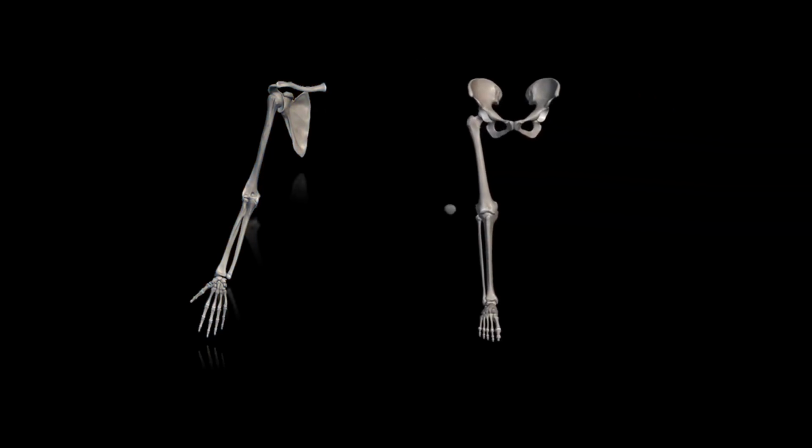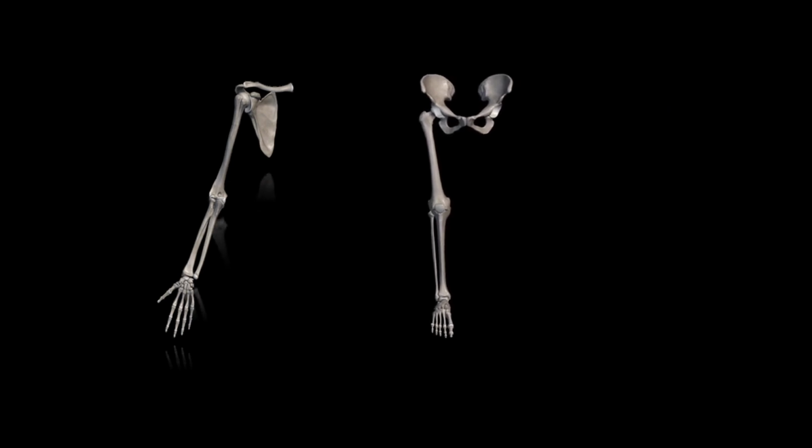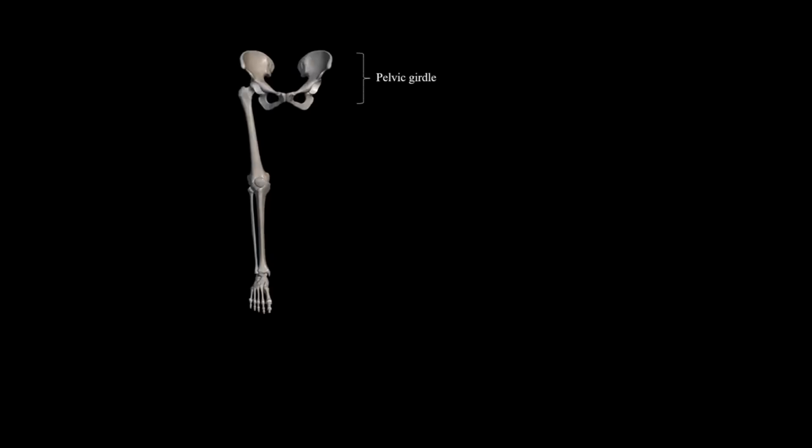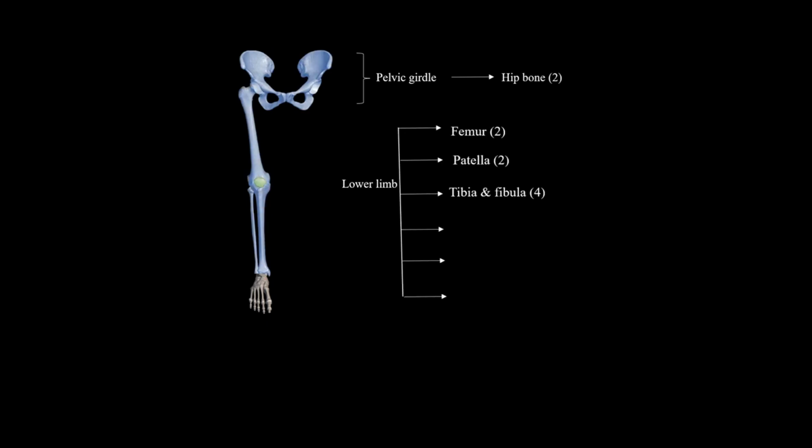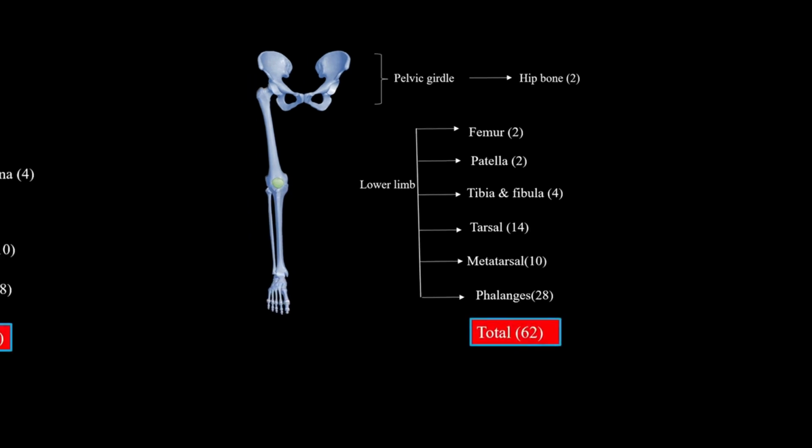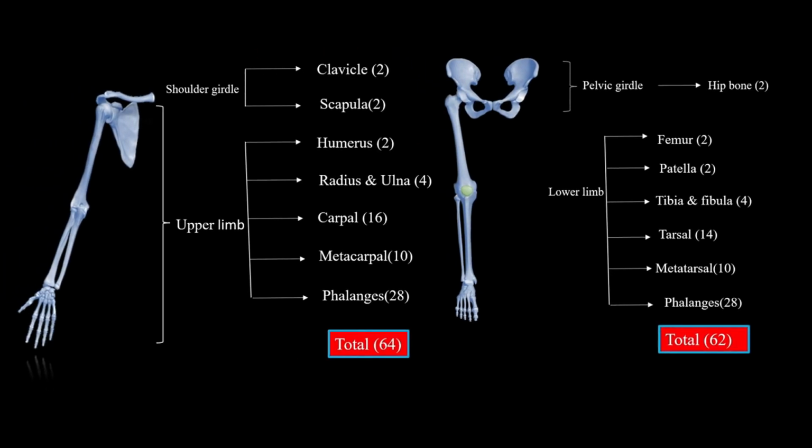The lower appendicular skeleton has the hip bone, the femur, patella, tibia, fibula, tarsals, metatarsals, and phalanges, making it a total of 62 bones.